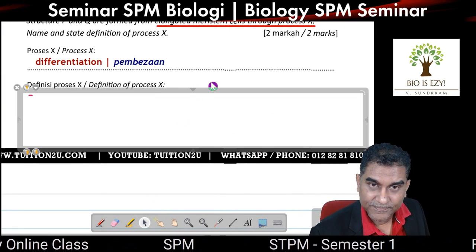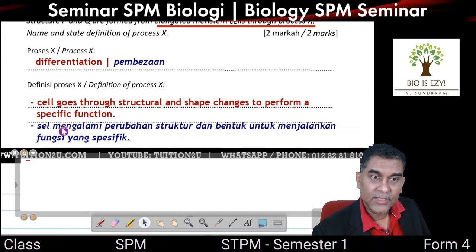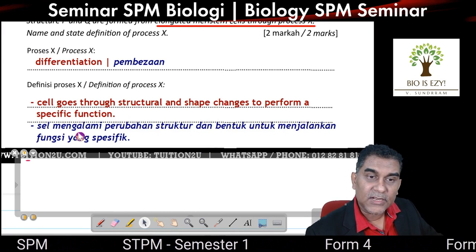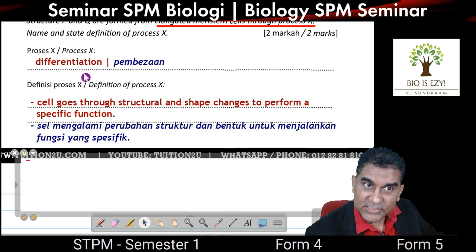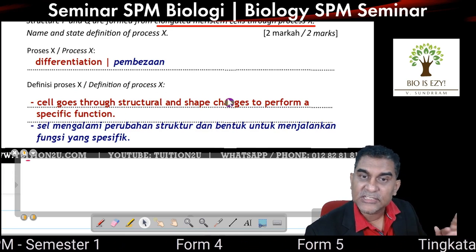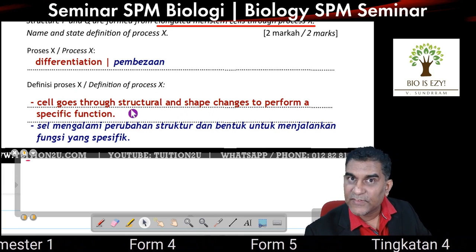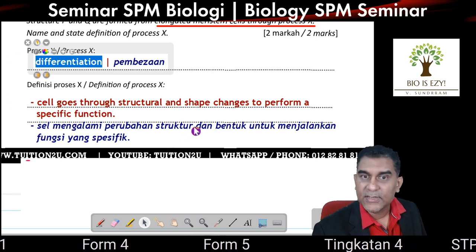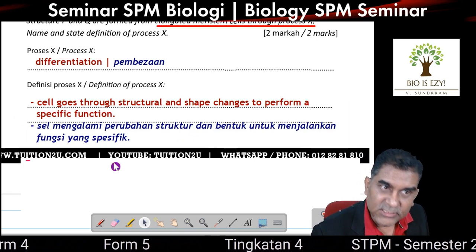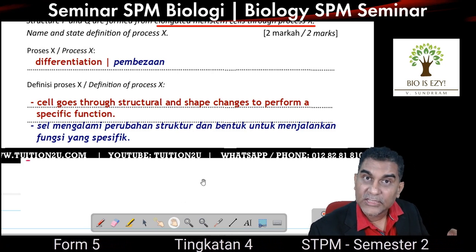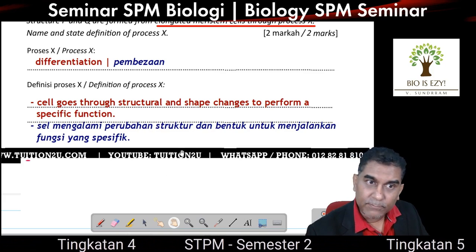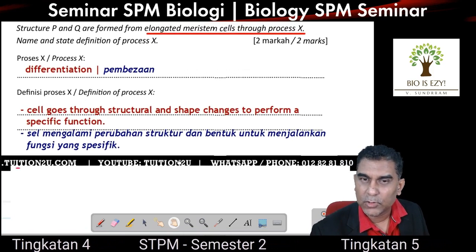Berikan definisi. This is the definition. Sel mengalami perubahan struktur dan bentuk untuk menjalankan fungsi yang spesifik. Definisi pembezaan. Cell goes through structural and shape changes to perform a specific function. That's the meaning of differentiation. So, it's part of chapter 1, but at the same time, I just want you to know what it is. Under the plant explanation, dalam penerangan tumbuhan, proses pembezaan biasanya boleh keluar.